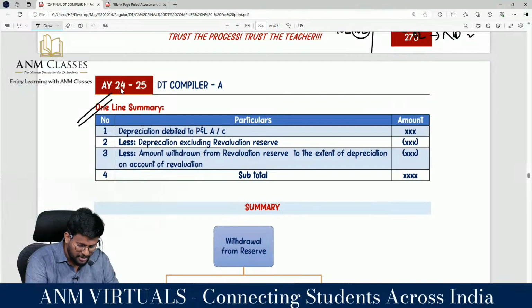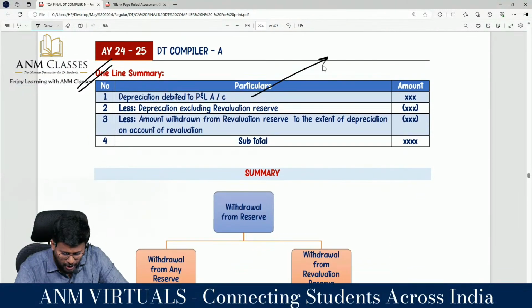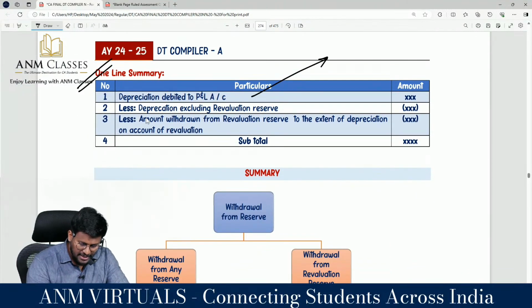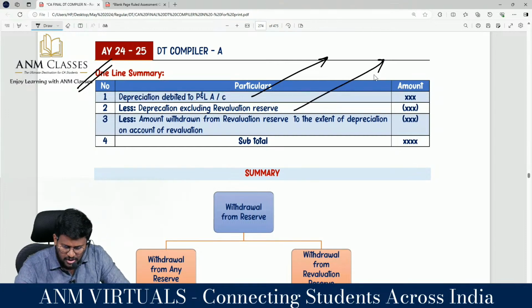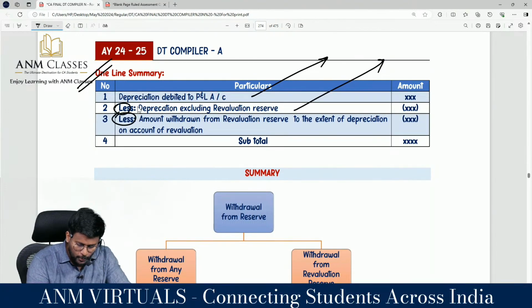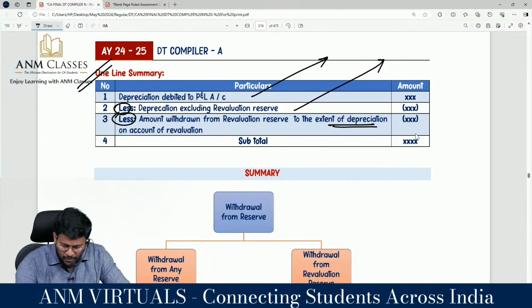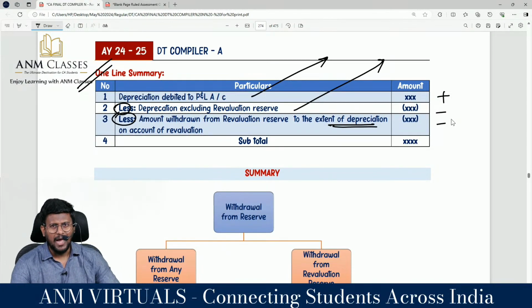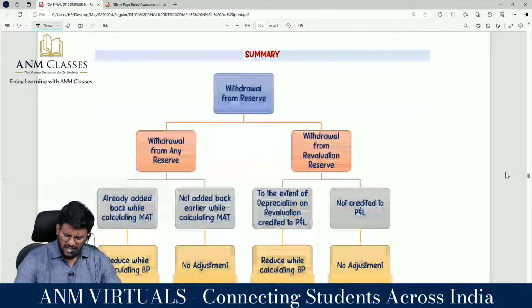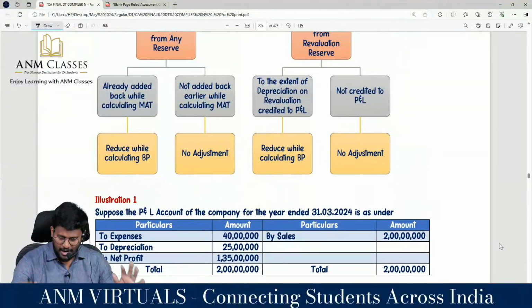What is the one-line summary, sir? Whatever depreciation is debited to P&L account should be added back. Less: depreciation excluding revaluation should be reduced. Less: amount withdrawn from the revaluation reserve to the extent of depreciation on account of revaluation. Sir, that means one add back, two minus. Sir, I want more discussion on this. Don't worry, I am doing it.